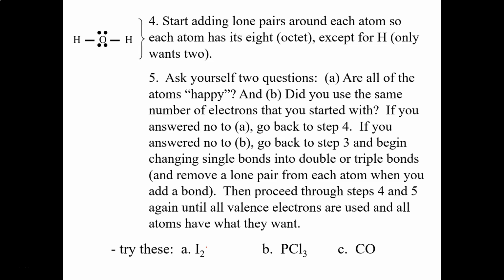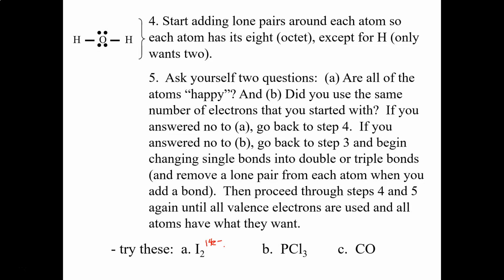So if you look up iodine, iodine's in group 17. So if it's in group 17, then it means it has 7 valence electrons. But there's 2 iodines here. Therefore, it has a total of 14. Now, I like to write that down just so I keep track of that, right? Because at the end, we have to do a count, and we have to make sure it matches with what we started with. So we're starting with 14 valence electrons.